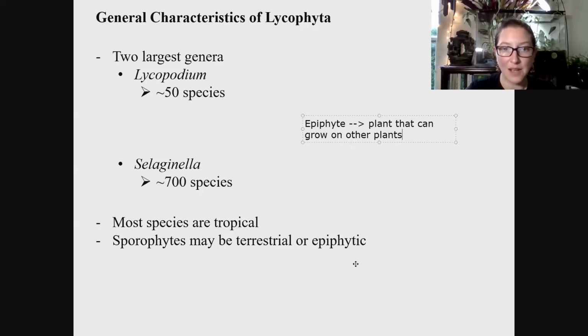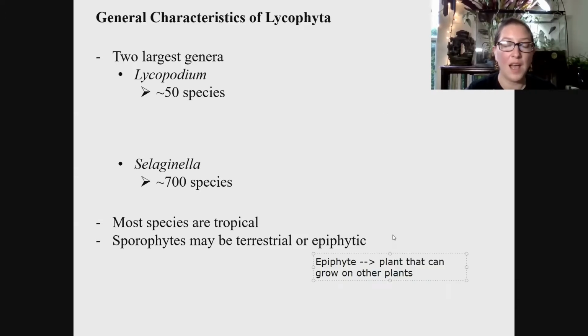So when I say down here that sporophytes can be terrestrial, which means grows in the dirt on land, or epiphytic, it just means that they grow as epiphytes, which are plants that can grow on other plants. Okay.